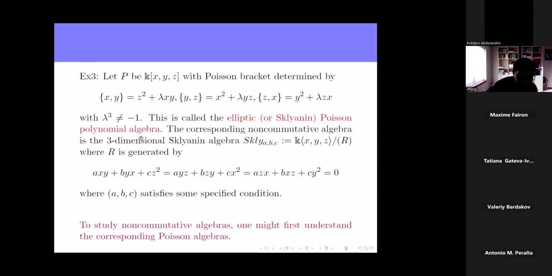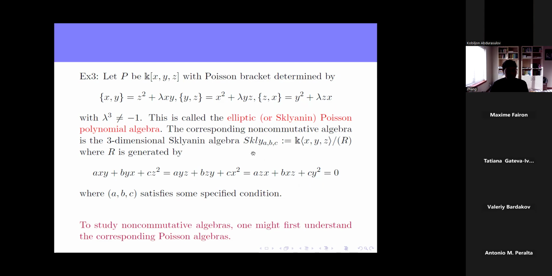Good. So now we can have more examples. This is related to Sklyanin algebra. We take a polynomial ring of 3 variables, with the Poisson bracket determined by these. These are the Poisson brackets on the generators, so you can extend this to the whole algebra. This is called the elliptic Poisson algebra, or Sklyanin Poisson algebra. The corresponding non-commutative algebra is the 3-dimensional Sklyanin algebra, which is generated by x, y, z subject to the 3 relations.